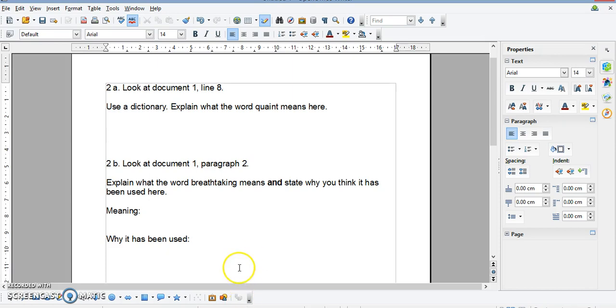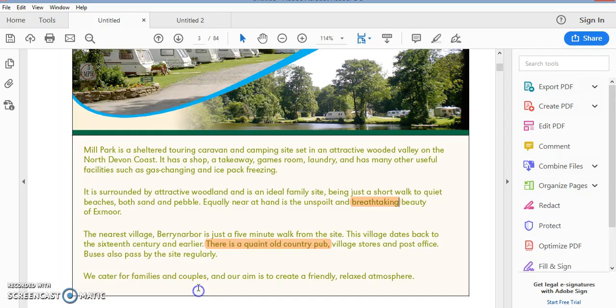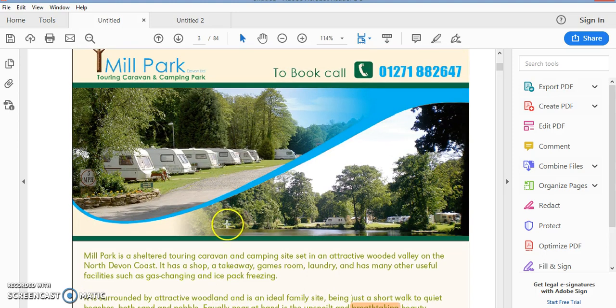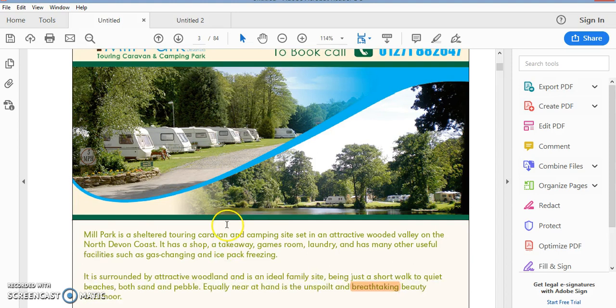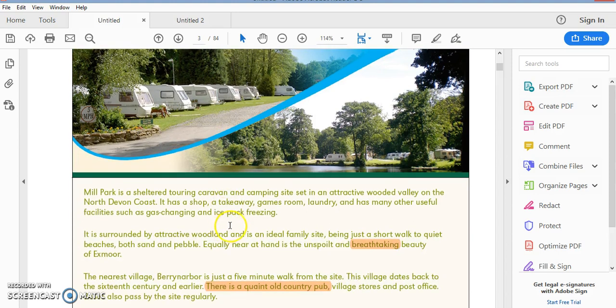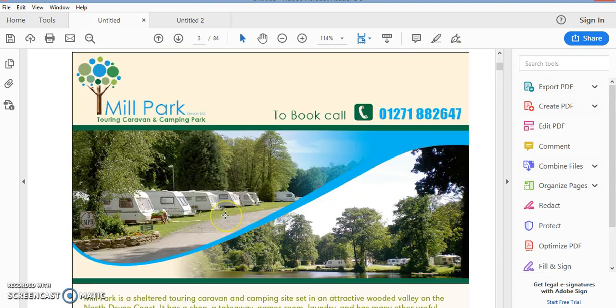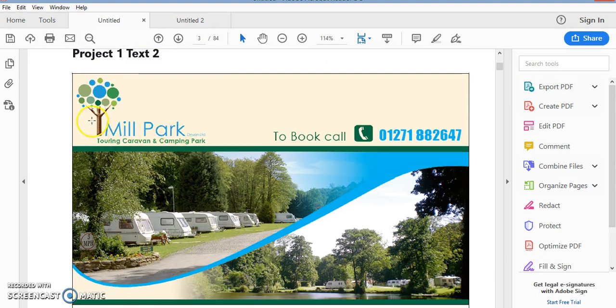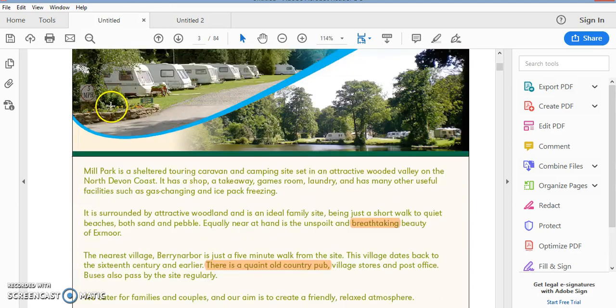So if you want to follow this and do the activities as the video goes along, you will need the camping trip documents from the section on the Moodle with all the documents in it. And we're looking at this document here. So if you've got the document open, just pause the video and have a good read of text 2, the Mill Park Touring Caravan and Camping Park advert.